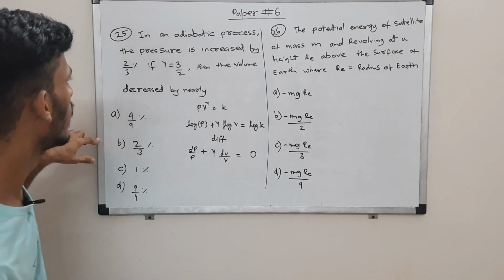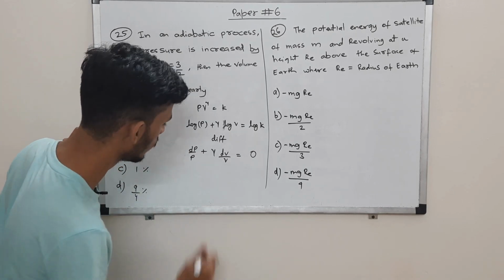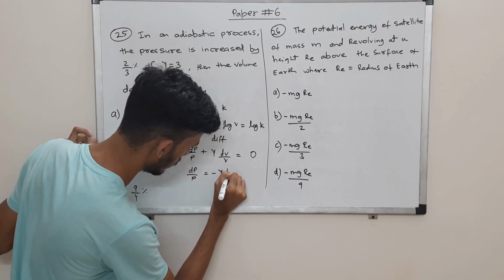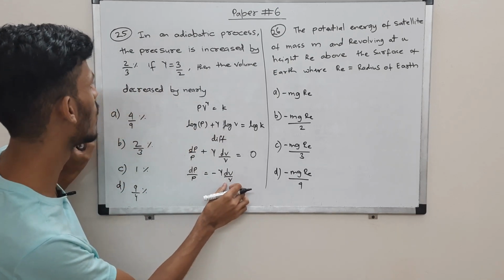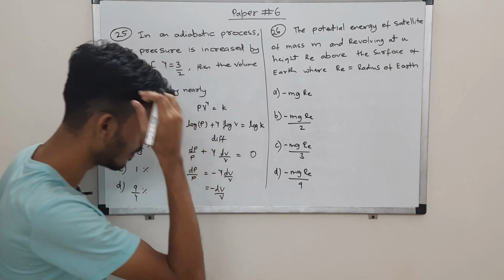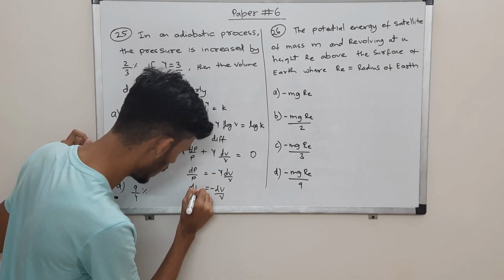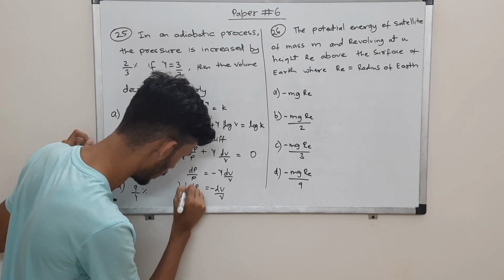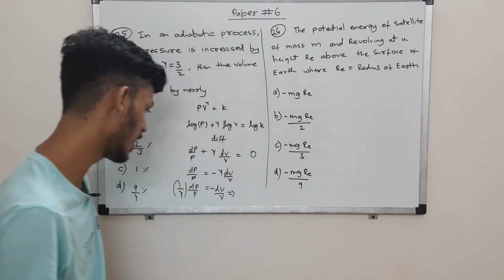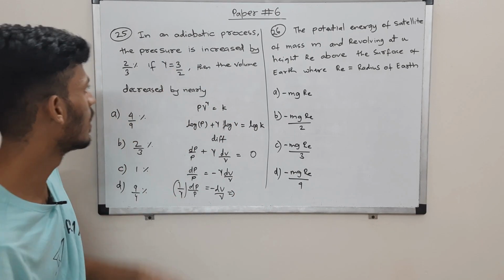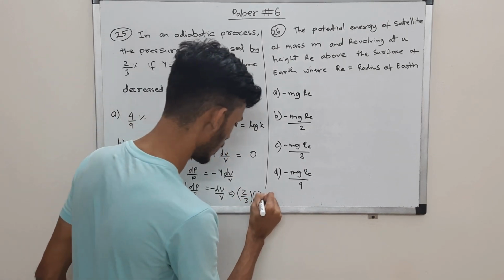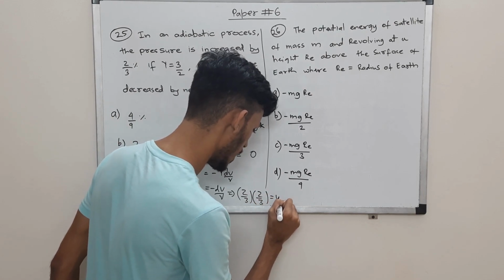Now dP, the change in pressure, is 2 by 3%. First of all, let's make it simple. I'll take it to the other side: dV by V is what we are supposed to find, the decrease in the volume. So minus dV by V, that is the decrease, equals dP by P into 1 by gamma. That will give us this decrease in the volume. It will be given as 1 by gamma, so 2 by 3, and the change in pressure is also 2 by 3%. So this is 4 by 9%.